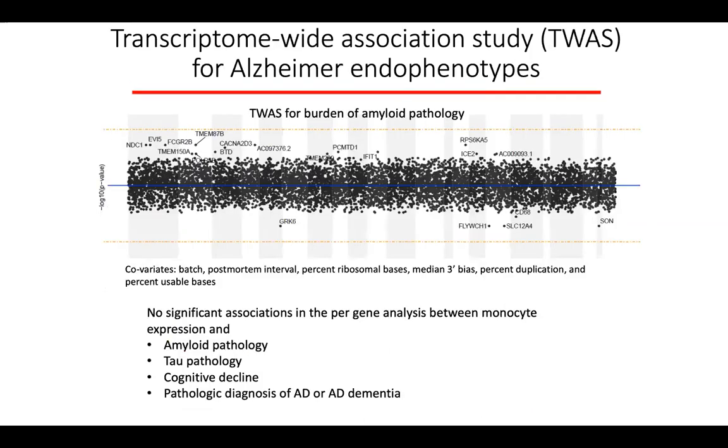So again, there's a little correlation at the RNA level between the two tissues, but perhaps the monocytes could be useful as a biomarker to capture something about the Alzheimer's-related traits in the brain. And so we did first a transcriptome-wide association study for Alzheimer's disease endophenotypes, including, what's shown here, amyloid pathology burden. We can show here the entire genome-wide set of results on the x-axis. The y-axis is the level of significance, with the orange line denoting the threshold of statistical significance.